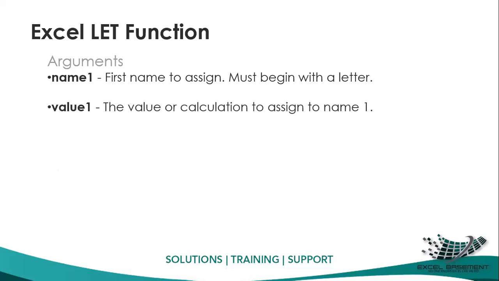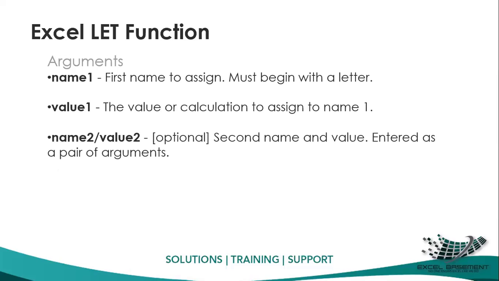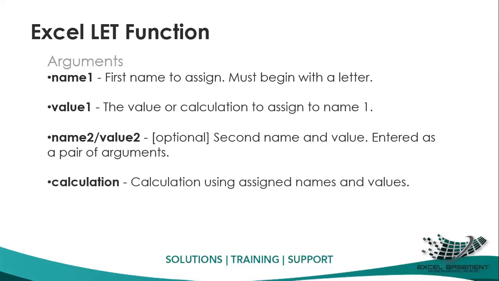Value one could be a value, any number, or any calculation assigned to name one. Then we can assign more than one variable, up to a capacity of 126, and it goes similarly. We can assign the name of the second variable as name two, and then these pairs of arguments go on. And last but not least, we have to define the calculation using the assigned names and values.